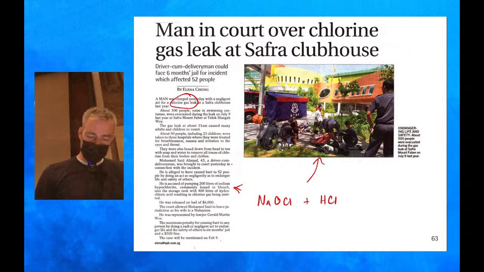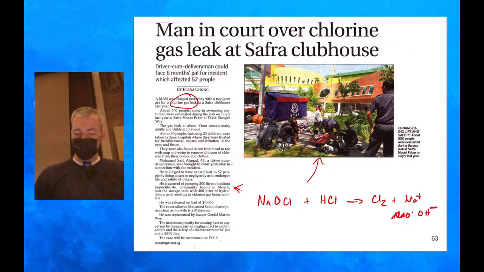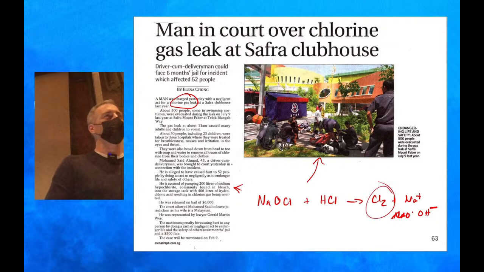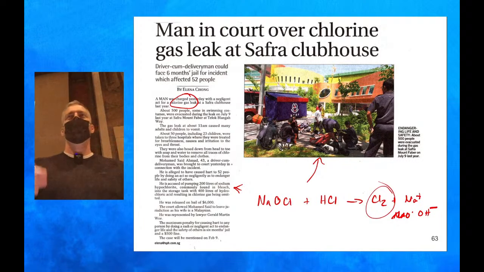And what this makes is Cl2, Na+, and I believe OH-. It's the balanced reaction there. So it produced a bunch of chlorine gas. You would never mix bleach with acid. If you're at home, never mix Javex with vinegar or any other acids you find in your home. It'll make chlorine gas, and if you breathe that in, obviously not very good.